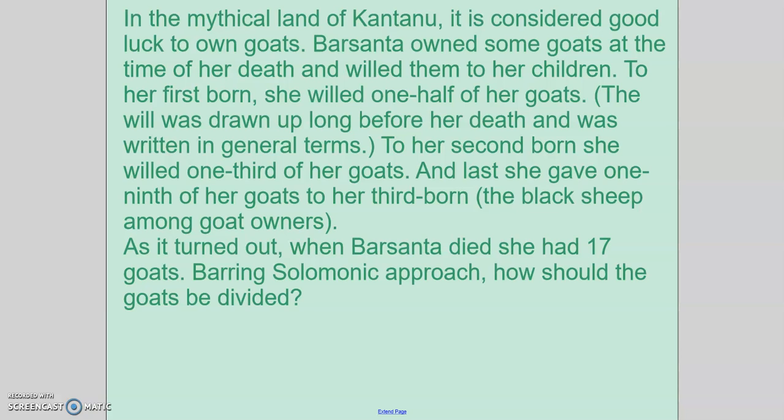As it turned out, Barsanta died. When Barsanta died, she had 17 goats. Barring Solomonic approach, how should the goats be divided?